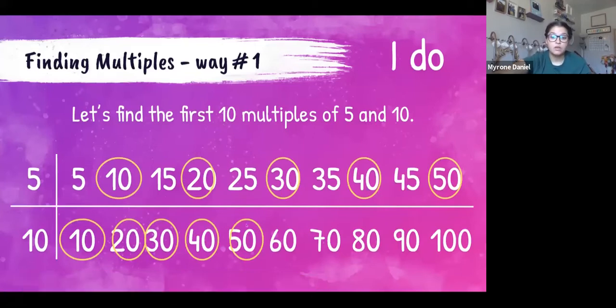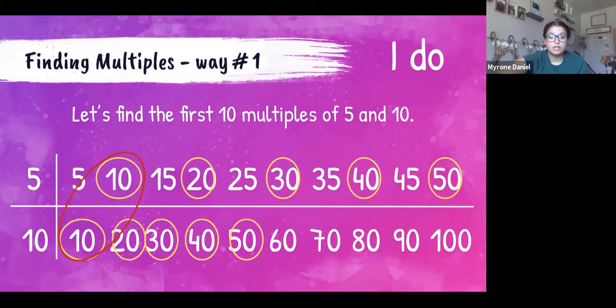But we have to find the least common multiple. So I'm going to pause for a moment, and then you're going to figure out which one is the least common multiple. If you said 10, you are correct. 10 is the least common multiple. That is the first multiple that those two numbers have in common. 10 is going to be our least common multiple.